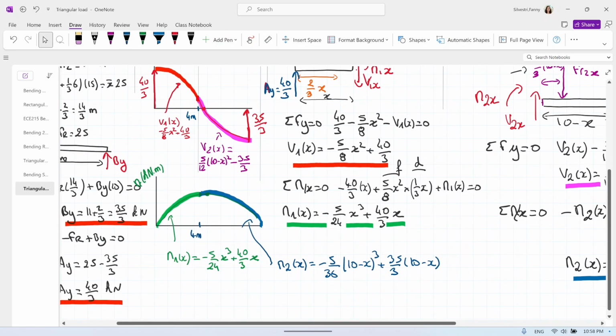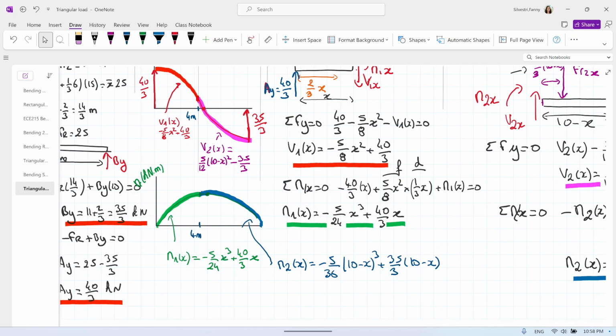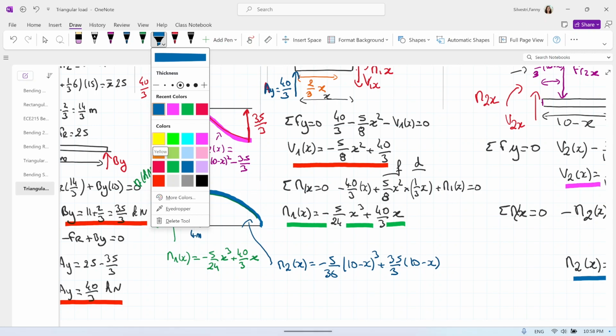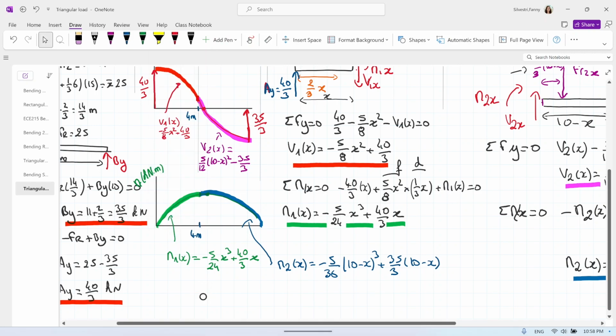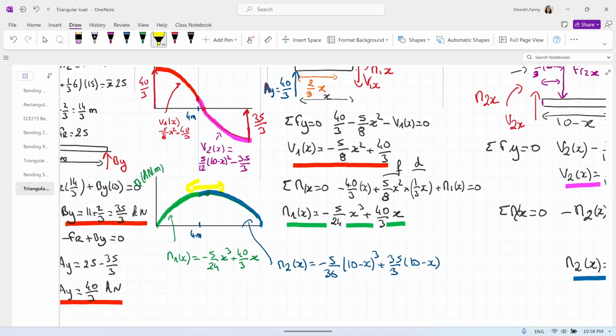And now questions. My question is, what is the maximum bending moment? And how do we find it precisely? Okay. So what we can do after we draw those diagrams and we draw them precisely, if we look there, let me make it yellow. There is a maximum there.